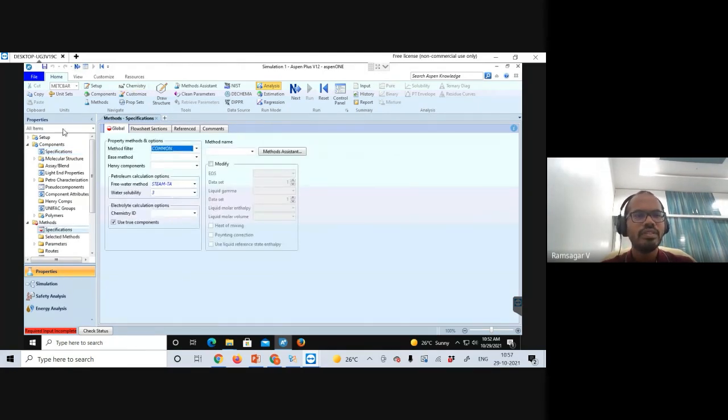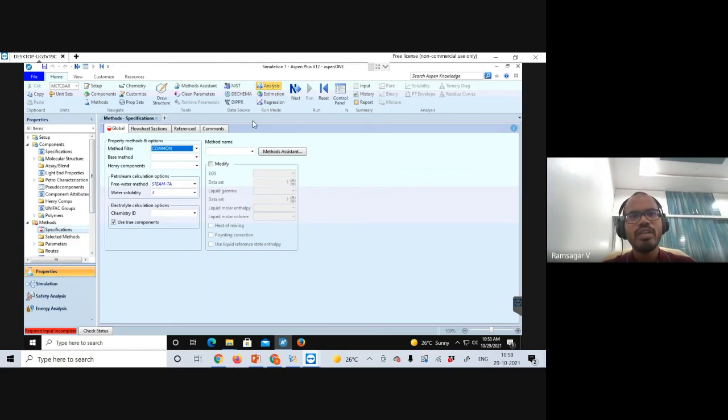This Aspen Plus usual procedure I'm not demonstrating because we do not have sufficient time. But you can learn from any videos available on the net, or Professor Shedbrooks has also recorded a few videos on how to do simulation in Aspen, and he has one YouTube channel, so you can check that. There, we have given a systematic procedure to do different chemical engineering problems by using this Aspen Plus. You can learn from that.